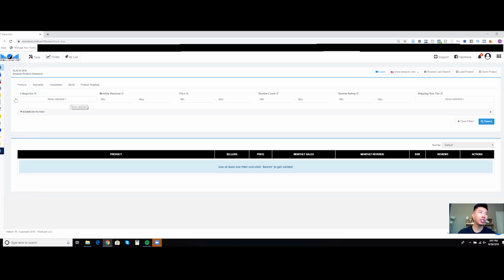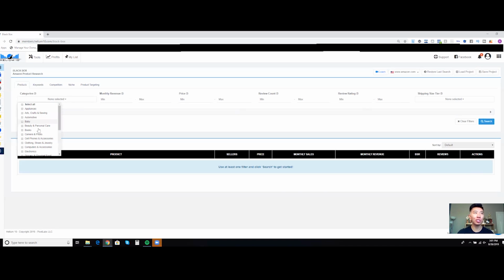As you can see here, you can filter it out by category, monthly revenue, price, review count, review rating, and shipping tier size. We'll primarily focus on the first four for today, but review rating and shipping size tier are also options for you to select.